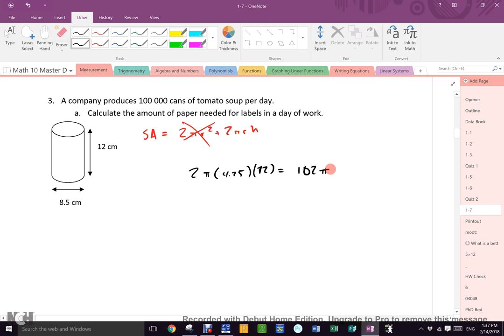2 times pi times r, which is 4.25, times h, which is 12, gets me 102 pi. Is that the real world answer? Is that the math class answer? Math class answer. You cannot call up your paper supplier and say, dude, I need 102 pi pieces of paper. He'll say, shut up, I don't get paid enough to do that. So, are we done? No. Why not? Because I need a real world answer. And what's the other problem?